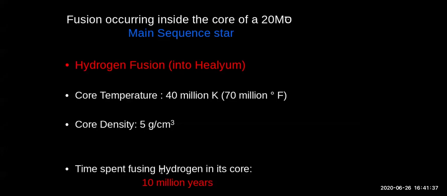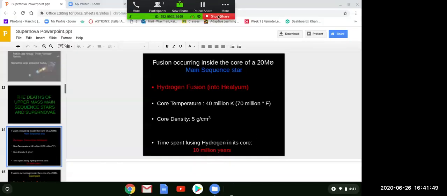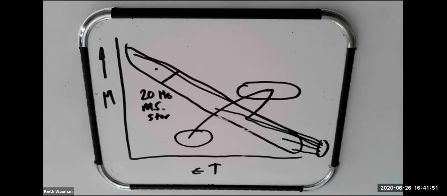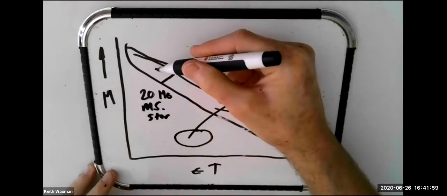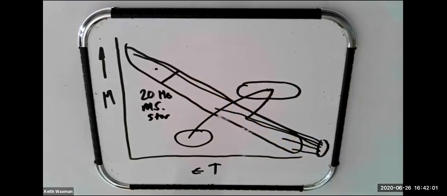But look at this. The time spent fusing hydrogen in its core is 10 million years. So you know what's going to happen after 10 million years? It goes through its fuel very quickly. After 10 million years, this star has run out of hydrogen. So what's left? Helium.